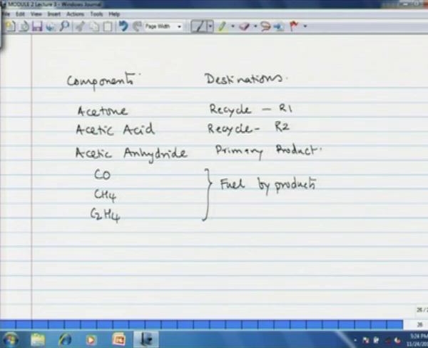Now, in this case there will be a total of 2 recycle streams, one product stream, or you can even associate the fuel byproduct as a product stream. So, essentially 2 recycle streams and 2 product streams. Okay. So, this is how we determine the number of recycle streams of the process.